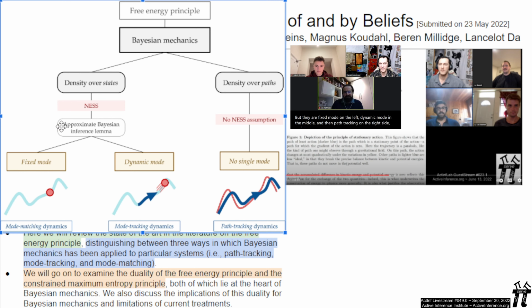And the broader, higher-order distinction, like the genera or family level, is fixed mode seeking, and then dynamic mode tracking, which are regarding modes of densities over states, whereas path tracking moves us into a path-native formalism rather than a point in state space formalism. And they're all faces of the Bayesian mechanics under the free energy principle.